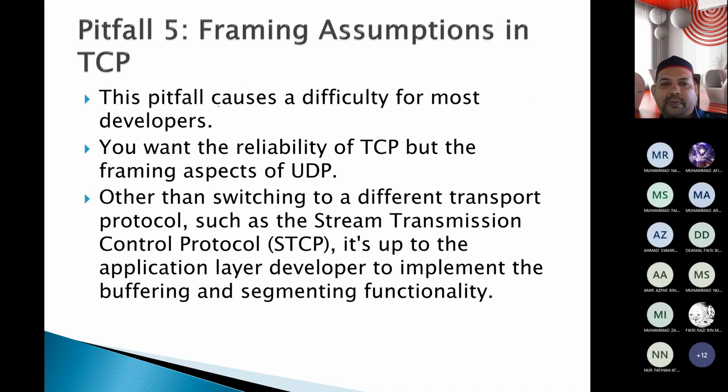Okay, so this pitfall causes difficulty for most developers. You want the reliability of TCP, but the framing aspect of UDP. Other than switching to different transmission protocols, ada lagi nama dia Stream Transmission Control Protocol, nama SCTP, tak pernah belajar kan. It's up to the application layer developer to implement the buffering and segmenting functionality.